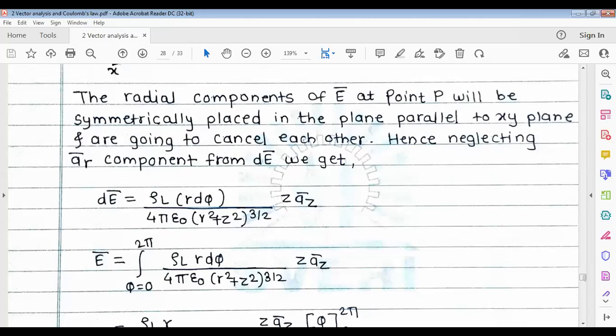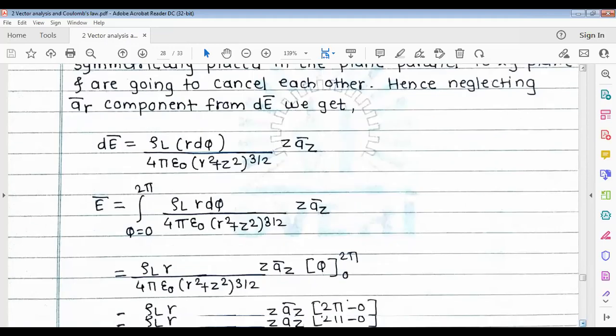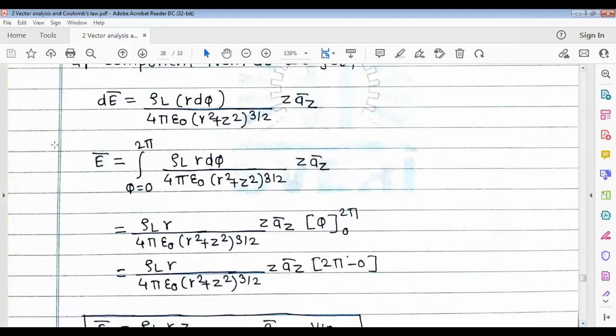Now here the variable is only one, that is d phi. Only one variable is there, that is d phi, therefore we can take the integration for finding E bar. E bar is equal to integration, now phi is varying from 0 to 2 pi. So integration from 0 to 2 pi rho L r d phi divided by 4 pi epsilon 0 r square plus z square raised to 3 by 2, same equation.